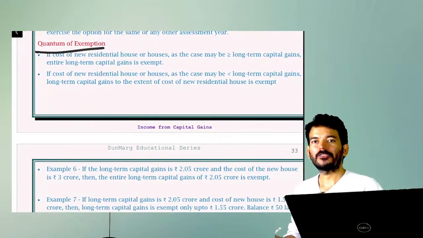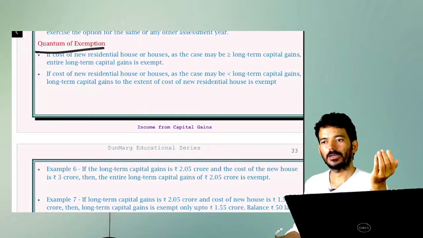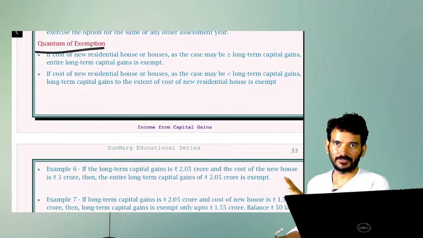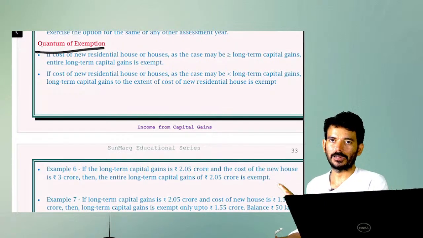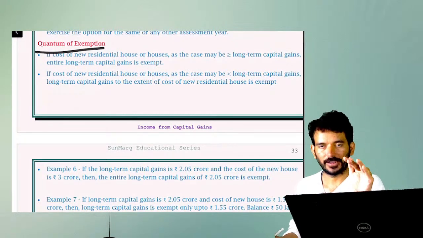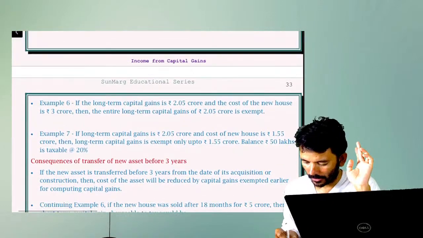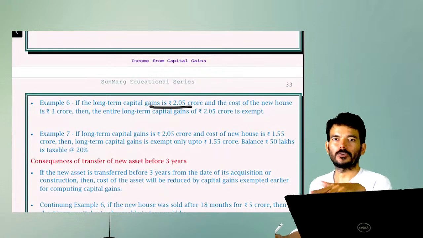So what is the quantum of exemption? Whatever the gain that you are having, if you are putting it in another house property, then it's fine. Okay, everything will be allowed. Example, there is one example here only. I'll give long-term capital gain. This guy has got 2.05 crores.